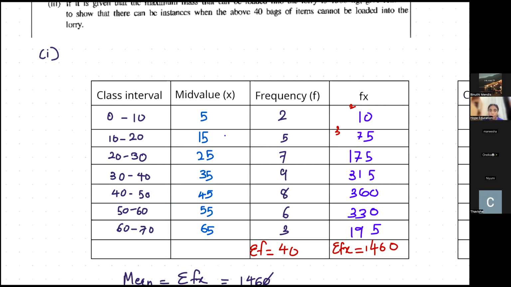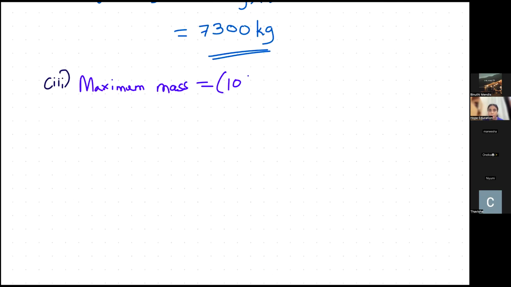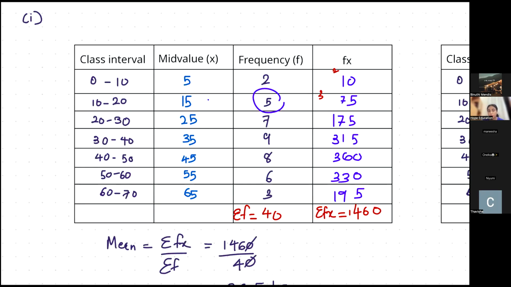So 10 kg multiplied by 2 plus these 5 bags, which have a mass between 10 to 20. All the 5 can be 20. 20 is the maximum mass in that class interval, no? All the 5 bags can be 20. We are preparing for the maximum, no? We assume all these bags are 20 kg.